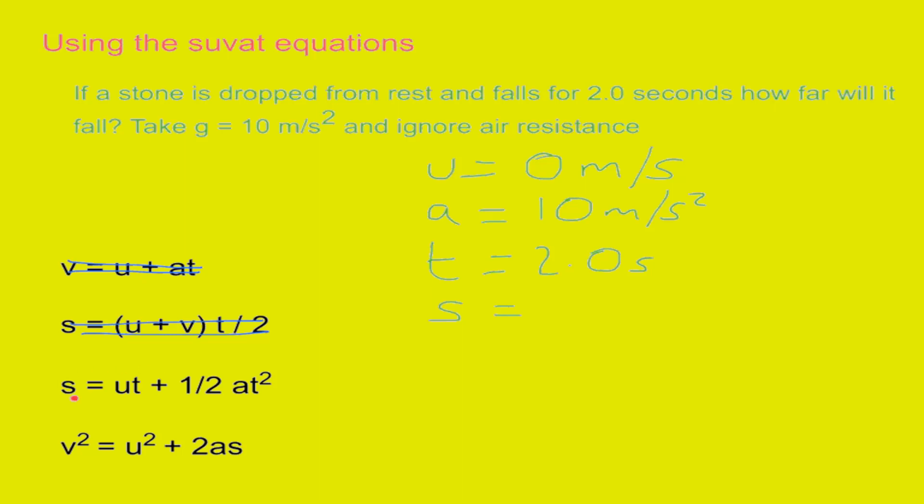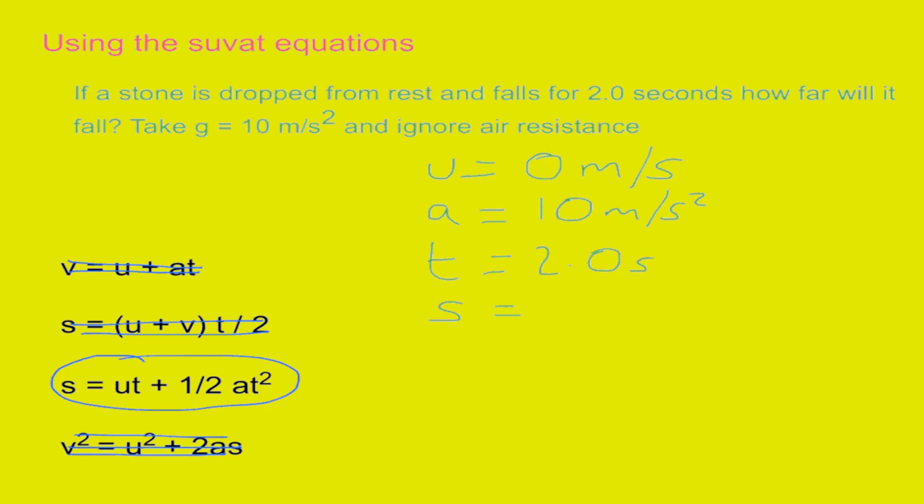The third one, this one here, is useful to us. We know u, we know a, and we know t, and we want to work out s. So I would suggest the third one would be useful to us. The last one has, once again, a v in it, so we're not interested in that, so let's cross that out. So the one we're interested in using is this third one here, s = ut + ½at².